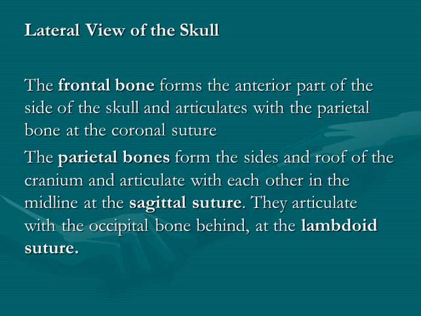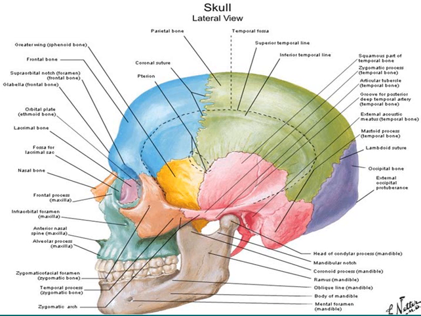The second lecture in osteology of the head, we talk about the lateral view of the skull. From the lateral side, we can see the following structures: part of the squamous part of the frontal bone, part of the parietal bone, squamous part of the temporal, mastoid process of the temporal, tympanic plate, and styloid process.